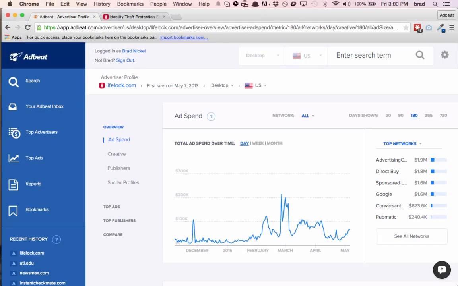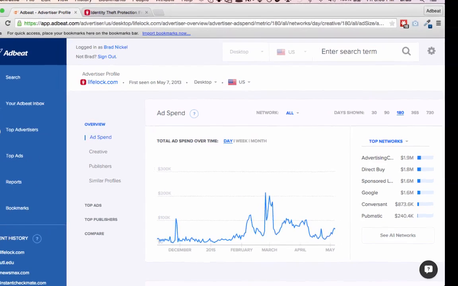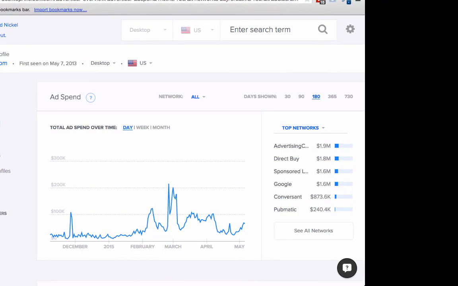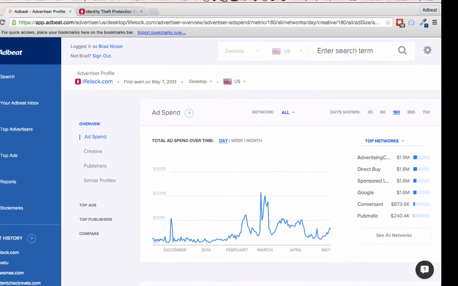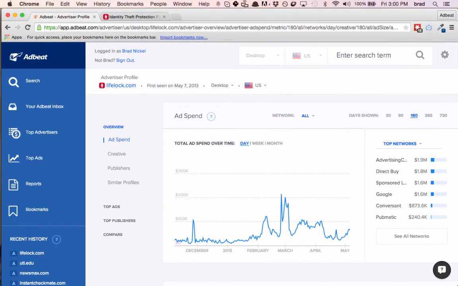So first off, let's take a look at the traffic sources and ad networks that LifeLock is using. If we enter into AdBeat, you'll see that LifeLock is using a combination of a few different major ad networks, specifically advertising.com and AOL sponsor listings. They're using direct buys, and of course Google AdWords. Now all these networks and the direct buy tend to have higher quality traffic, which is perfect for LifeLock for a few reasons. First, their software isn't cheap.